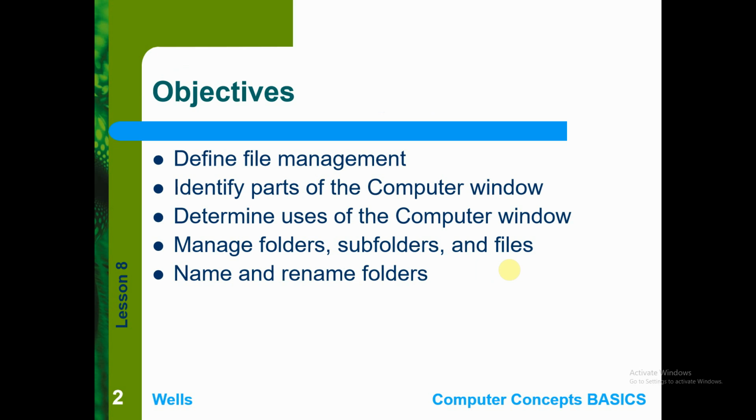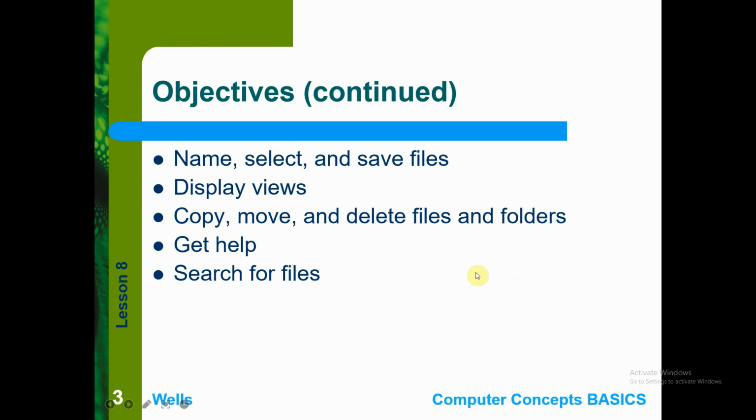So the objectives are to define file management, identify the parts of the computer window, define the uses of the computer window naton, of course, management sang files, not only the files but also the folders, the subfolders, and renaming and naming the types of these folders in organizing your computer files and computer explorers in your window.